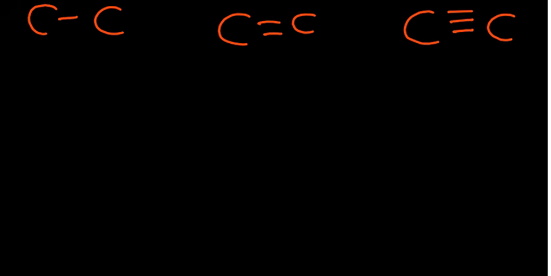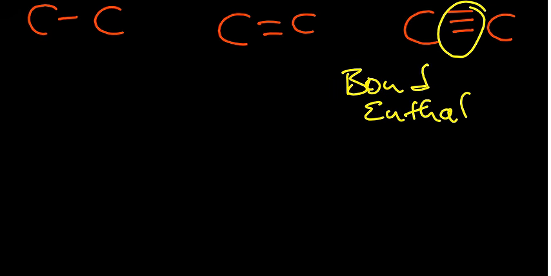So which one do you think is stronger when you compare these three? Obviously, we expect that in terms of bond strength, the one that is stronger is the triple bond, right? That bond strength gives rise to what we call bond enthalpy. Bond enthalpy is the amount of energy required to break a bond. So the triple bond has a higher bond enthalpy compared to the double and single bonds.